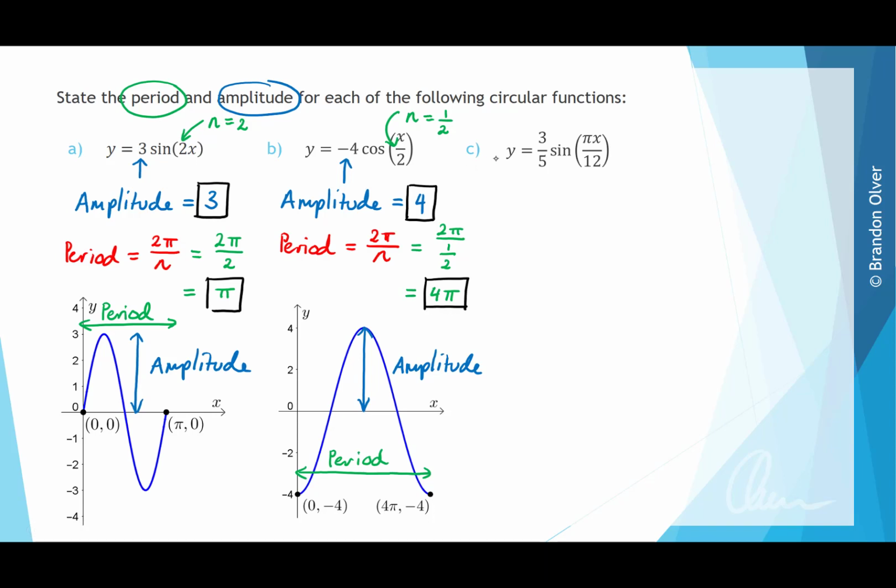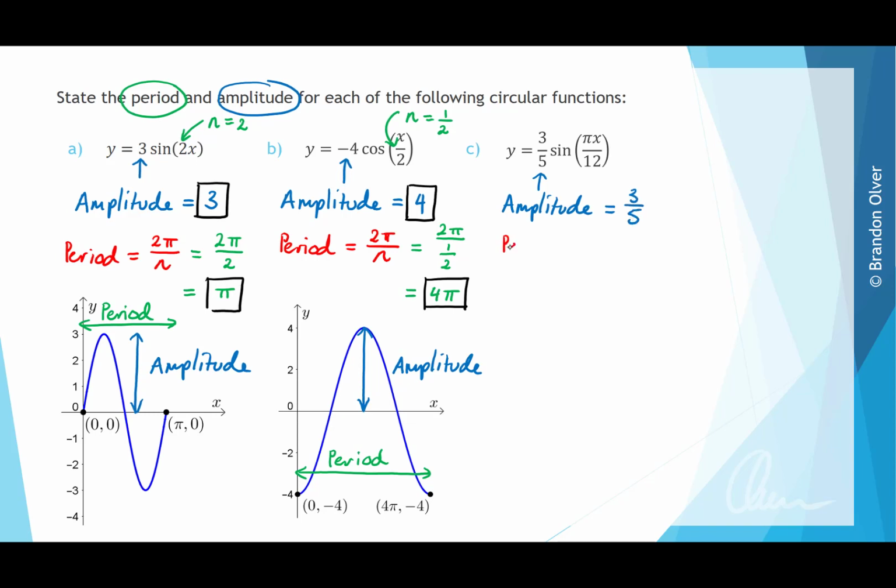For part C, we have the circular function y equals 3 divided by 5 times sine of pi x over 12. So once again, to find the amplitude, we look at the value that's multiplying the circular function. So the amplitude is going to equal 3 divided by 5.